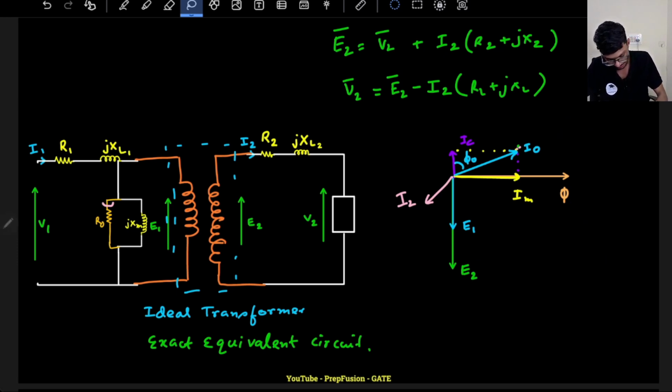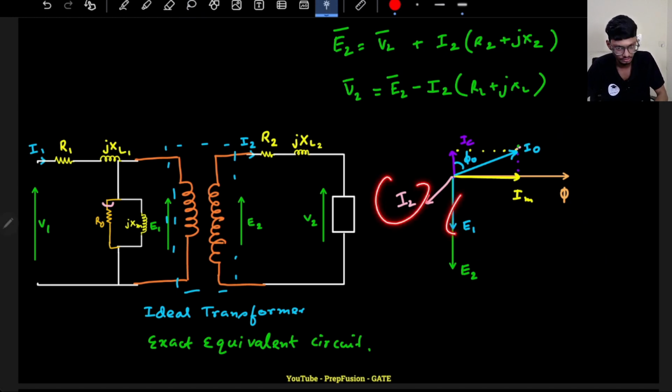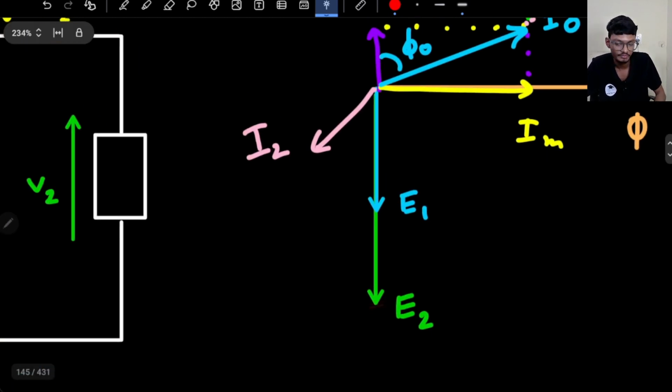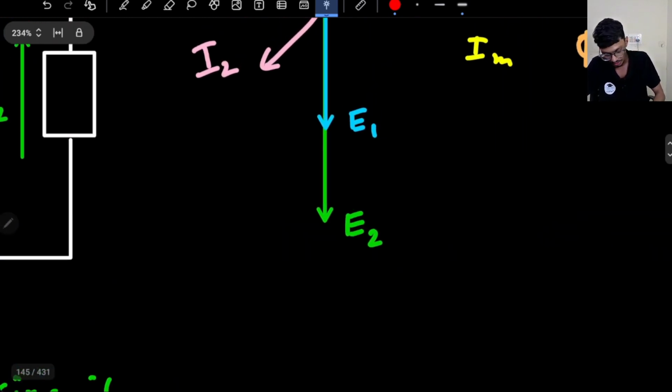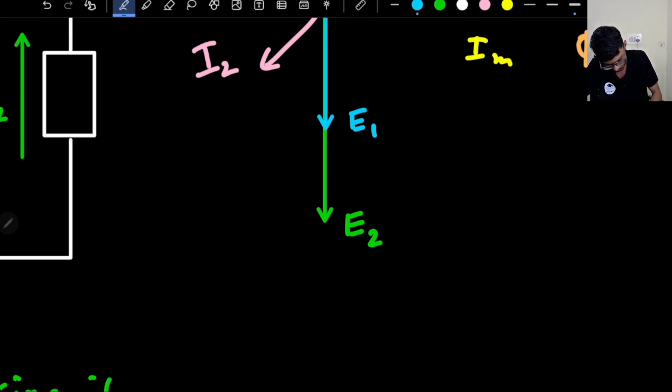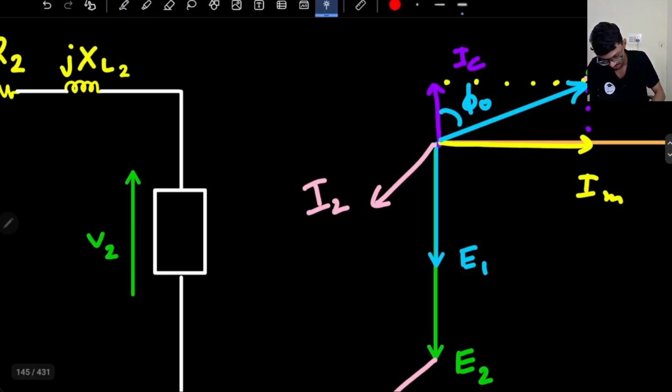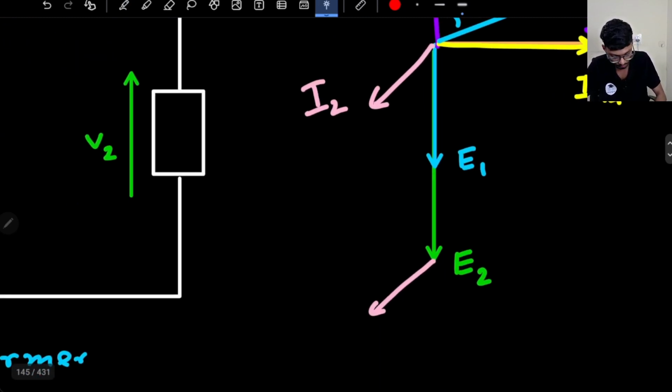Assumption is that it is a lagging load. If it is a lagging load, of course I2 will lag E1 and E2. This much I know. So if I2 is here, then what will be I2 into R2? I2 into R2 will be in the same direction as I2, because R2 is just a constant number. If I multiply R2 with I2, it will be parallel.